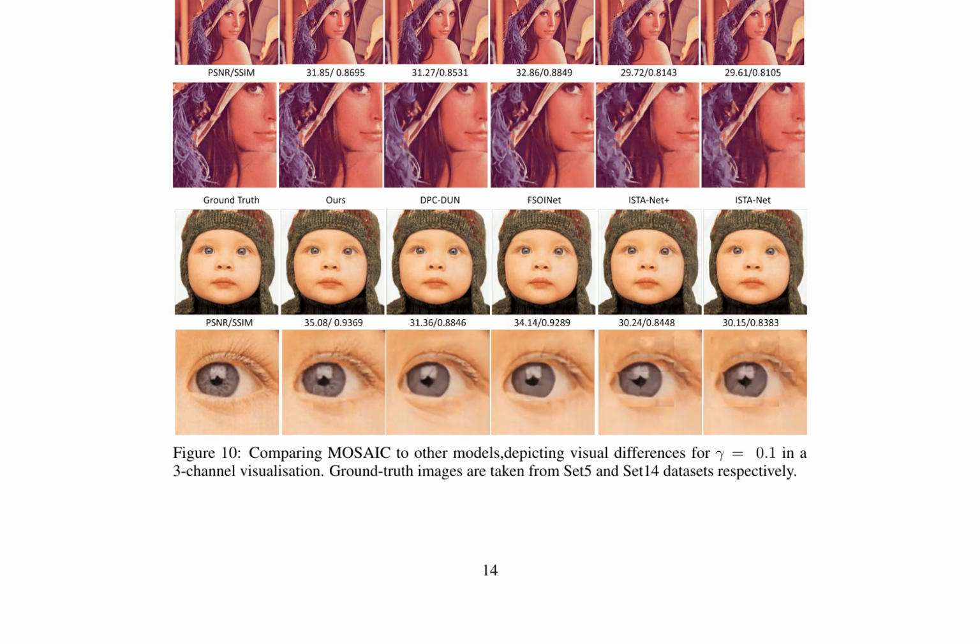In conclusion, this research paper provides a comprehensive comparison of the MOSAIC model with other state-of-the-art models in the context of image super-resolution. The findings presented in these figures support the efficacy of the proposed model, highlighting its potential for widespread application in various image processing tasks.